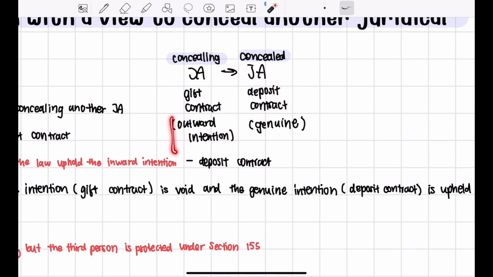So this one is the outward intention to deceive other people, but this one is genuine. As long as A and B know what they are doing and what contract they want to be bound to, then this one is void because they know each other's hidden intention, right? And this one is upheld.